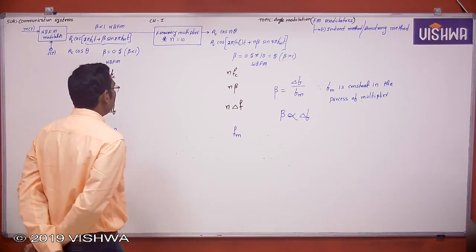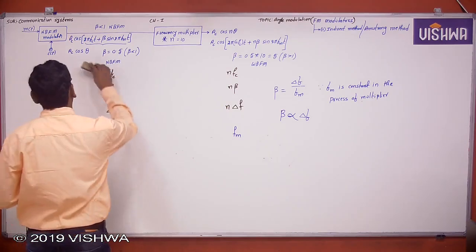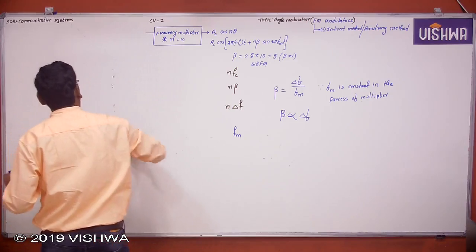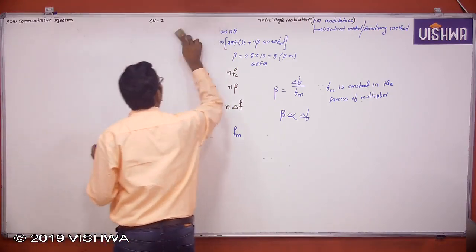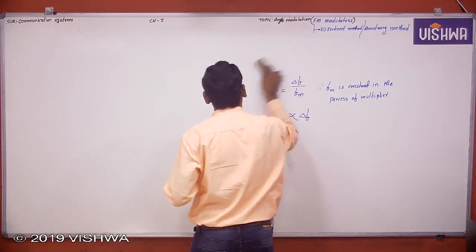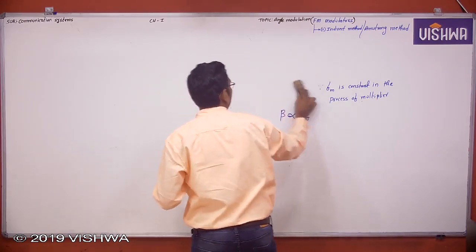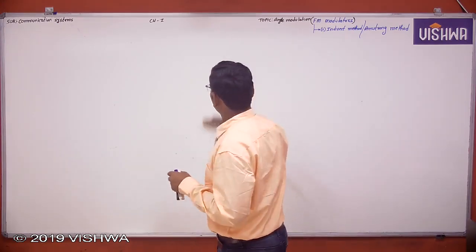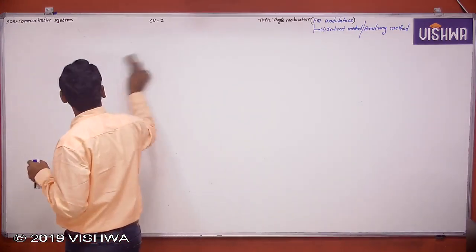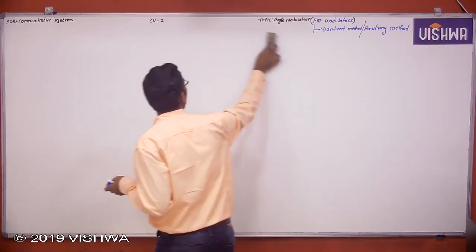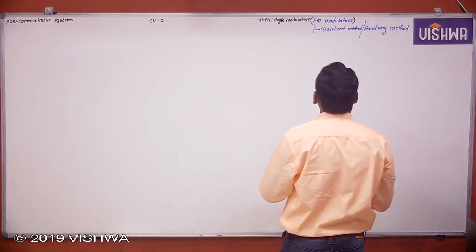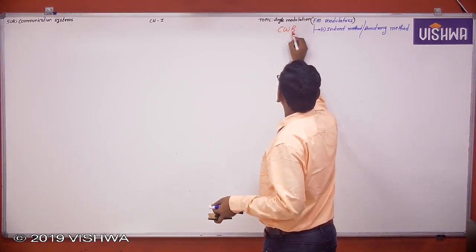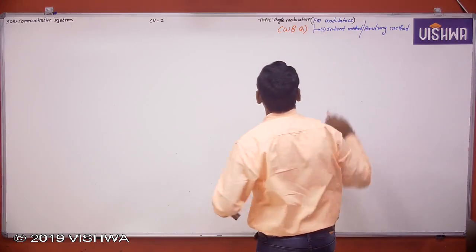Now sometimes problems are asked in this indirect method also, because some of the parameters get affected in the process of frequency multiplier. In your workbook there are two questions available in the indirect method. Now classroom workbook, question number 1 in indirect method topic.